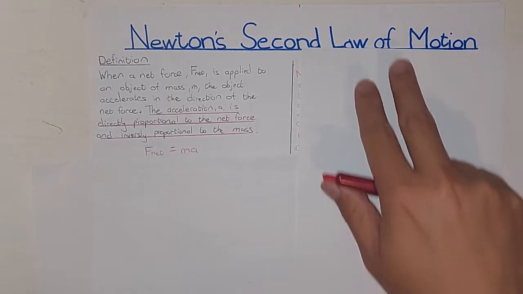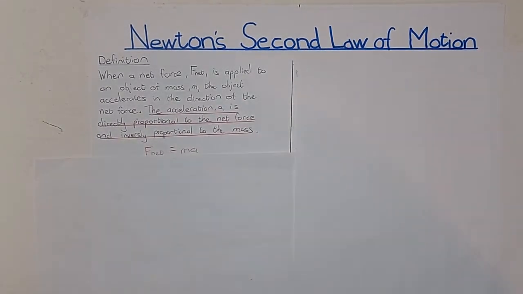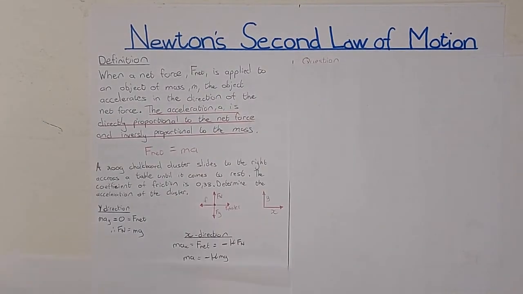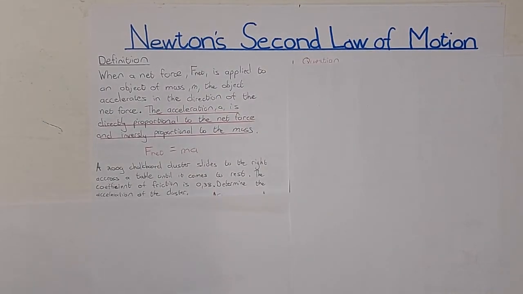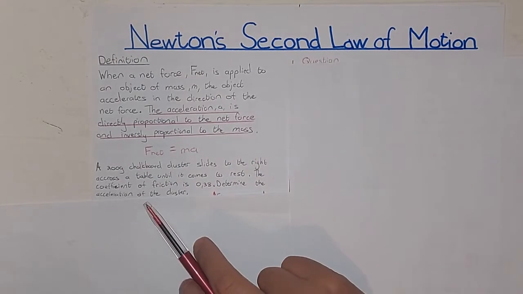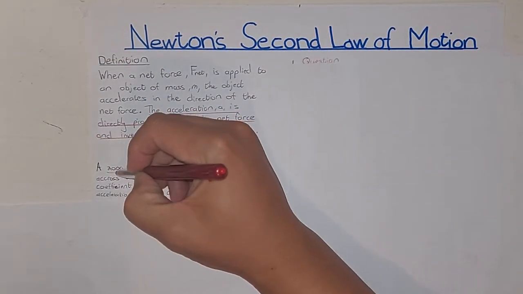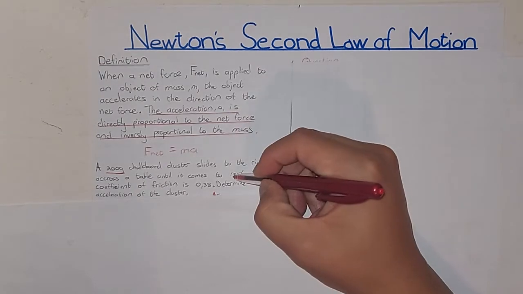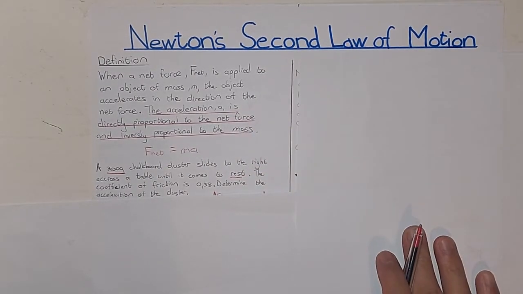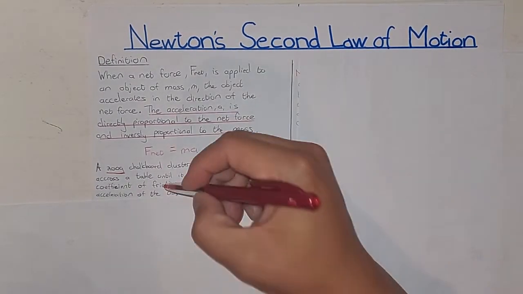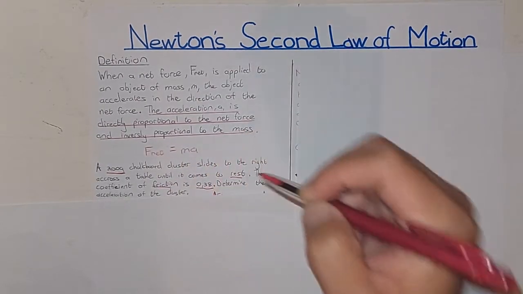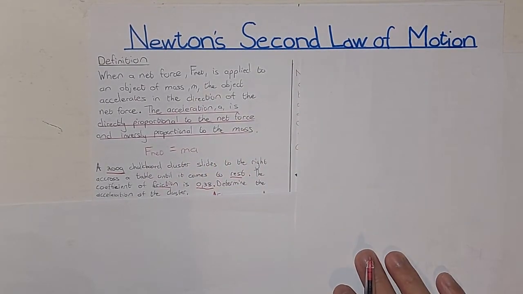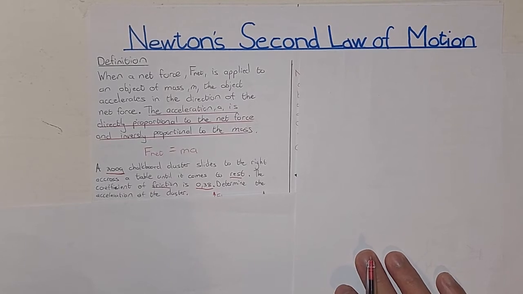Right, so let's look at a question, because I'm going to dive straight into a question to help us with understanding. Right, let's look at this here. A 200-gram chalkboard duster slides to the right across a table until it comes to rest. The coefficient of friction is 0.38.